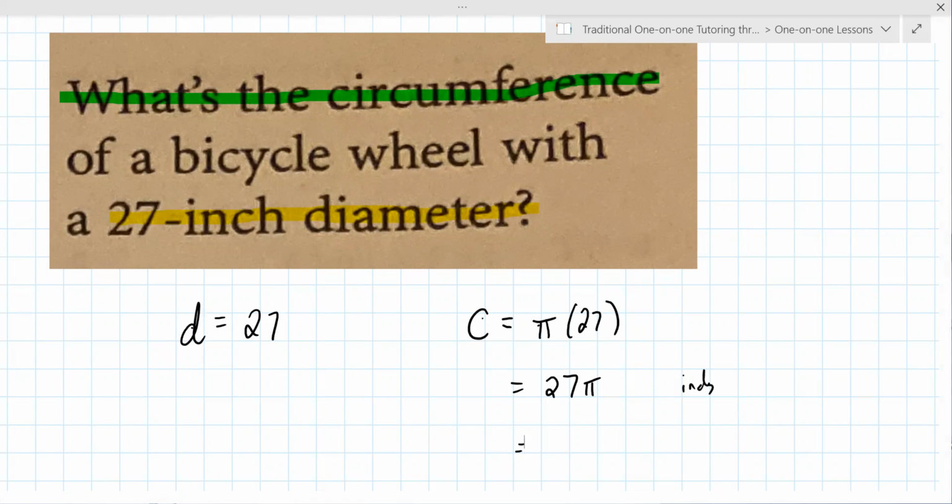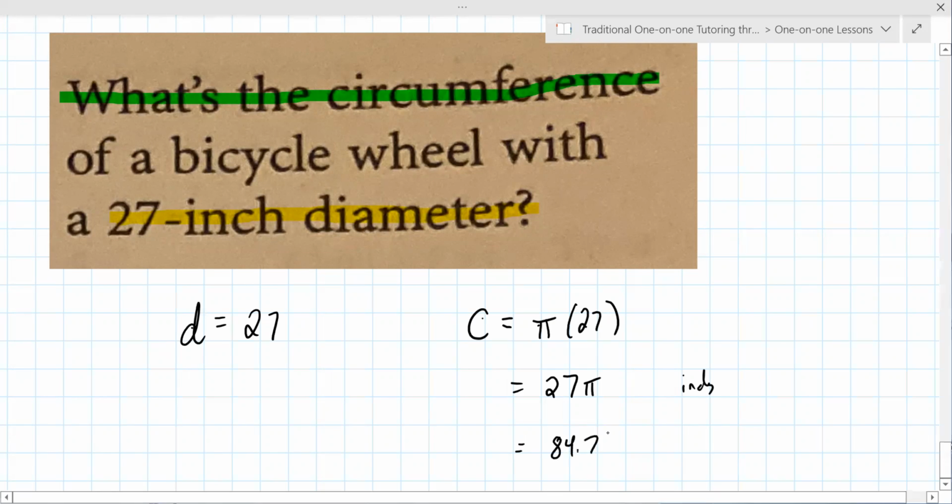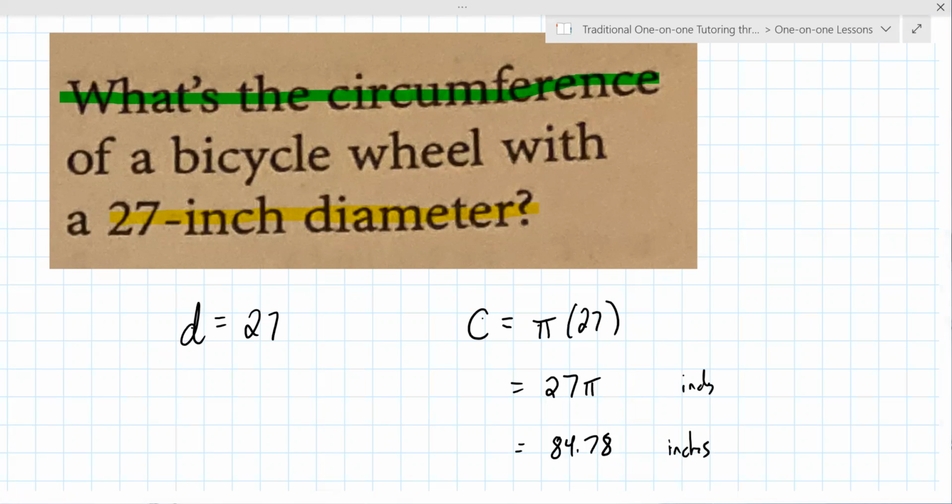The approximate answer, I'm doing my calculator. 84.78. What are the units? Inches. Yes. All right, you're doing really good. I don't know how many problems we've done today, but quite a few, and that's fantastic. I know when we do more problems there's more understanding.